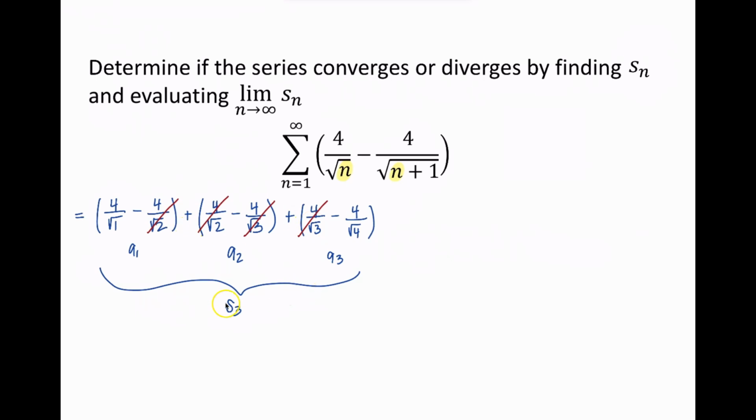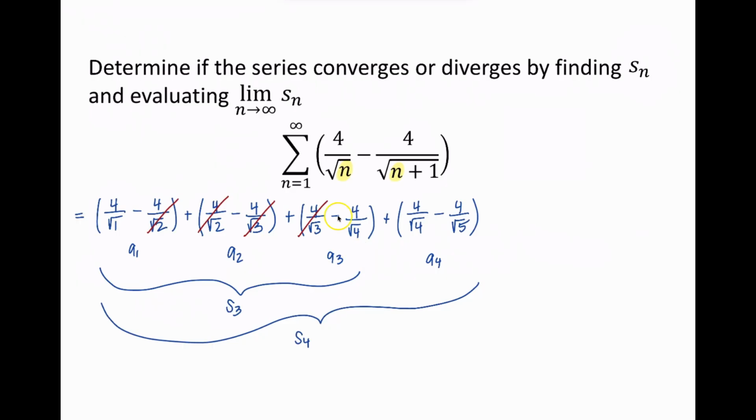And it doesn't just happen for the first 3 terms. Let's go ahead and add on one more term here. Let's look at a sub 4. So 4 over the square root of 4 minus 4 over the square root of 5. This is the a sub 4th term. So if I go ahead and think about now S sub 4, adding the first 4 terms together, now again, those adjacent terms are going to cancel, and all that's left is the first part of the first term and the last part of the last term. So we write out enough terms until we can find the general pattern.